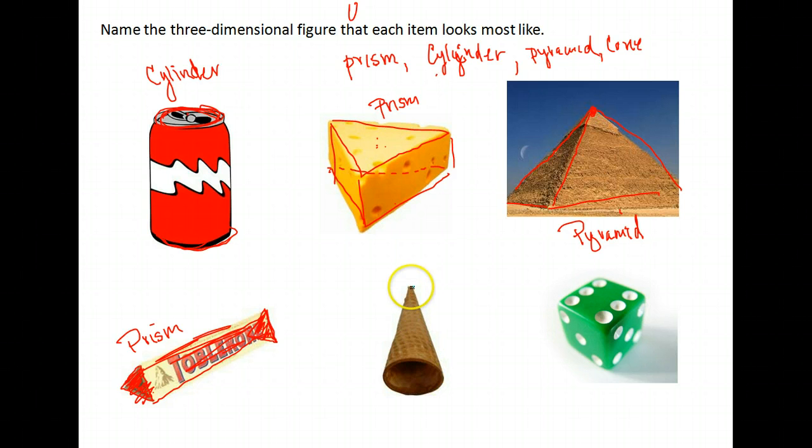Okay, next we can probably guess what this one is. It comes to a point at the top, so it's either a pyramid or a cone. We look down at the base is a circle, so that means it's a cone.